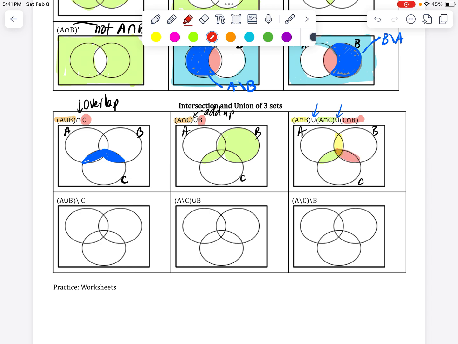Because there's ors in between, it basically means if we've shaded it, it's part of the solution. So everything there that we have drawn is the solution. So again, you could go back and shade it all the same color if you'd like.